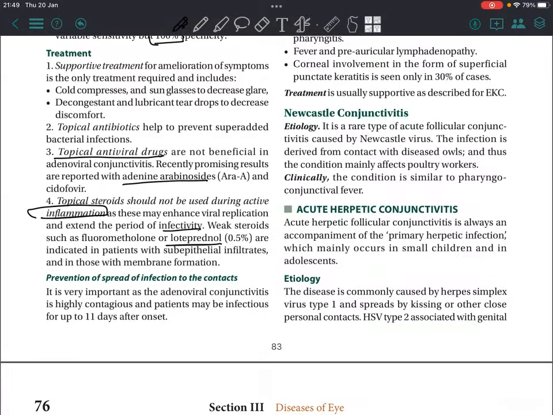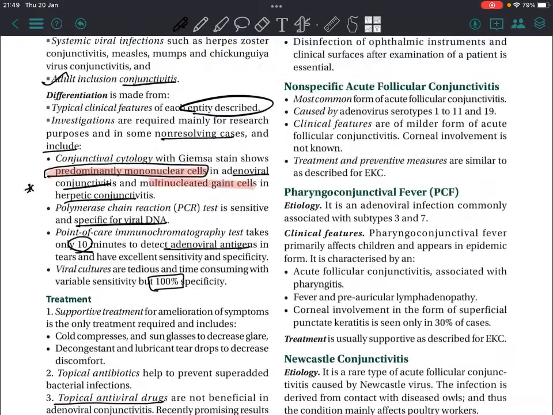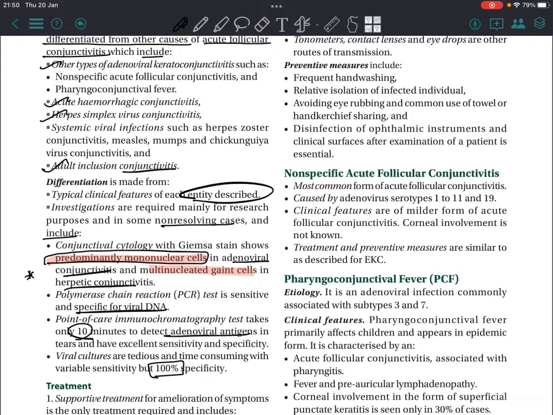Prevention of spread of infection to contacts is most important, as adenoviral conjunctivitis is highly contagious and patients may be infectious for up to 11 days after onset. Transmission usually occurs from eye to fingers to eyes. Tonometers, contact lenses, etc. can also cause transmission.